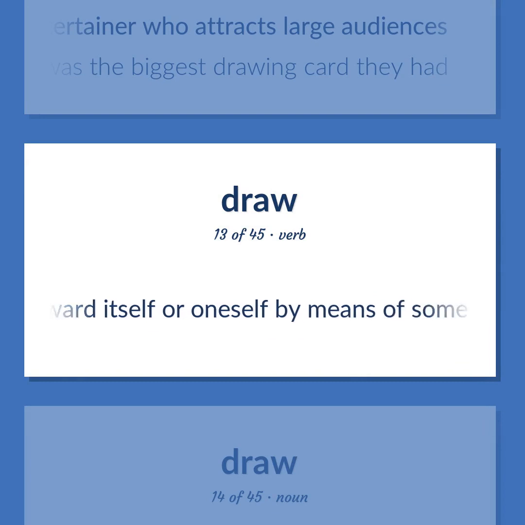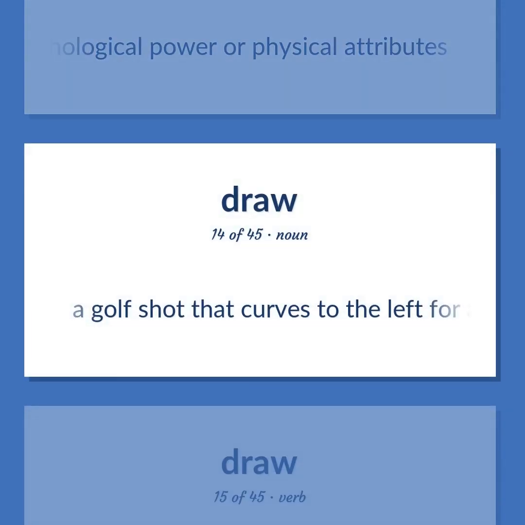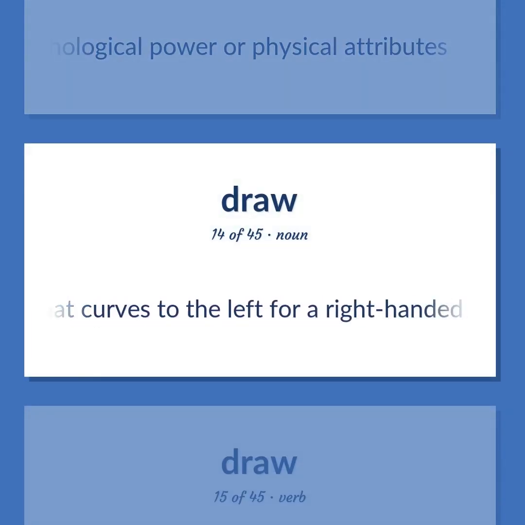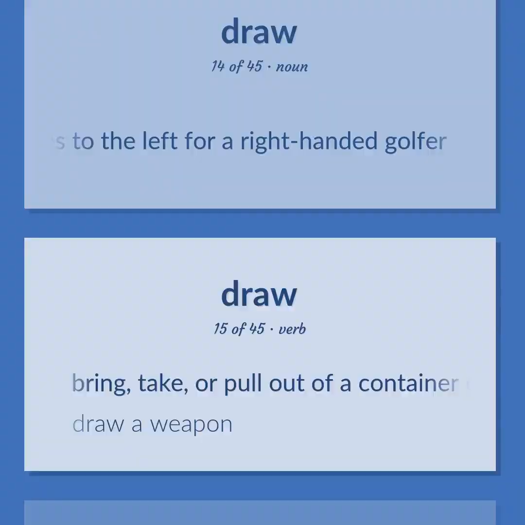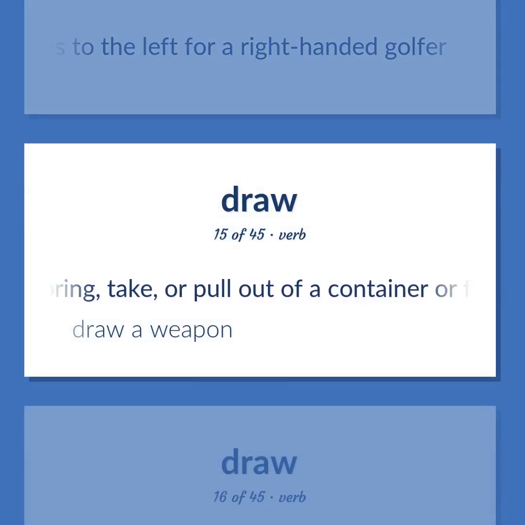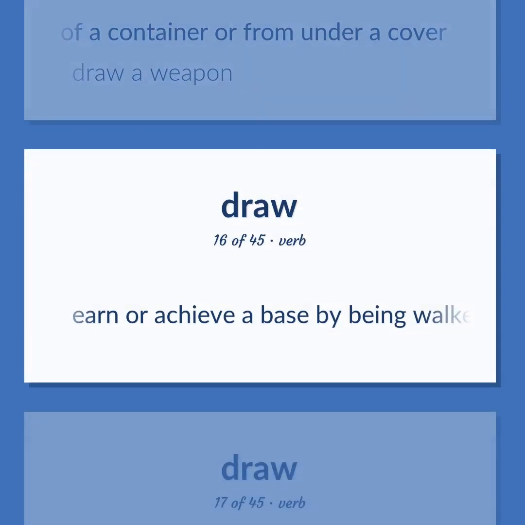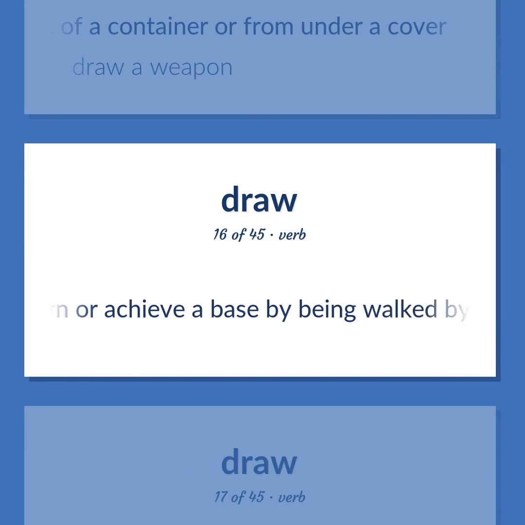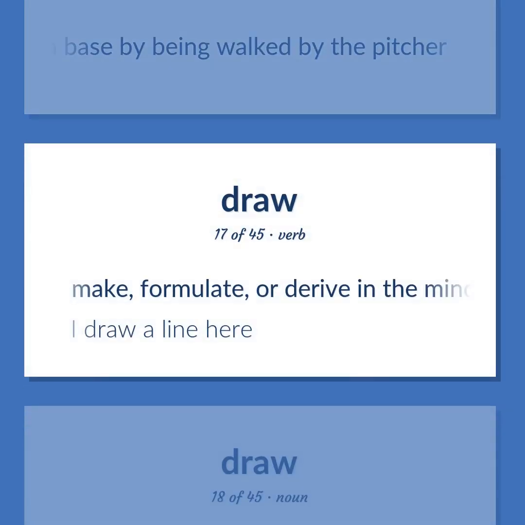Direct toward itself or oneself by means of some psychological power or physical attributes. A golf shot that curves to the left for a right-handed golfer. Bring, take, or pull out of a container or from under a cover. Draw a weapon. Earn or achieve a base by being walked by the pitcher. Make, formulate, or derive in the mind. I draw a line here.